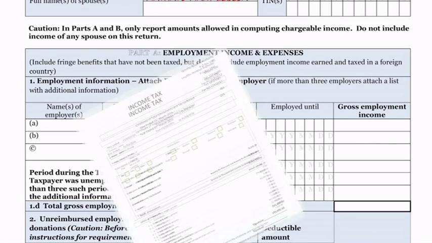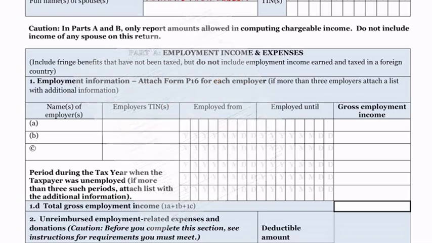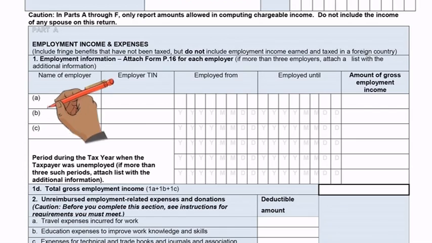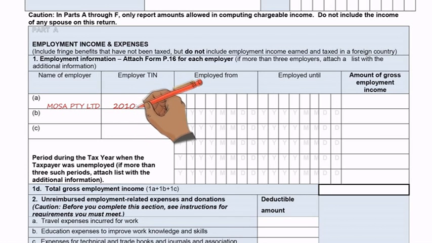Attach Form P16 from the employer, and if there are more than 3, attach a list of additional information. Fill in the name of your employer, the employer's 10-digit TIN, the employment date.